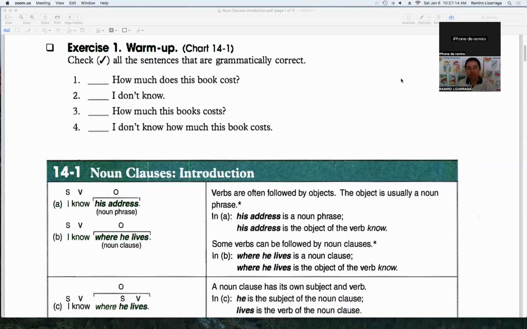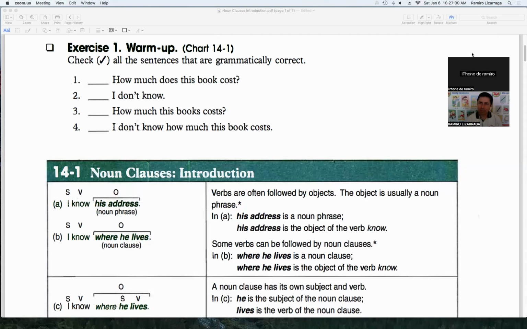Okay, so let's begin. Here we have a warm-up. It says check all the sentences that are grammatically correct. Number one says, how much does this book cost? Number two, I don't know. Number three, how much this book cost? Number four, I don't know how much this book costs. Which one is correct and which one is not correct?